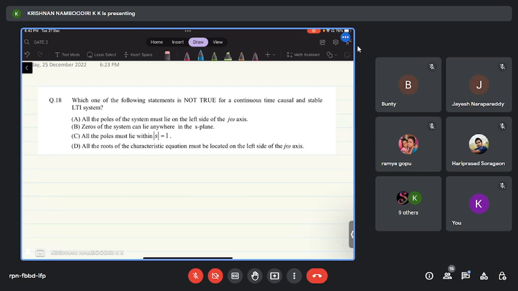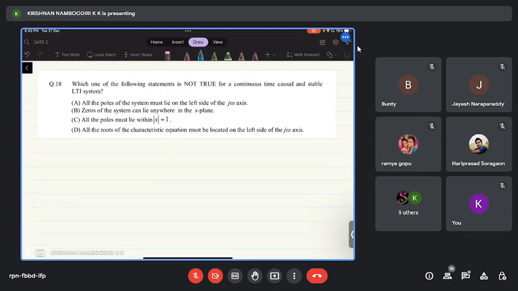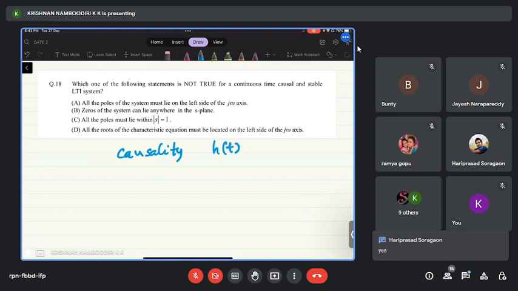Is the first one correct? All the poles of the system must lie on the left side of the j omega axis. It has to be, right? First of all, causality means h of t is equal to 0 for t less than 0. That means the signal is a right-sided signal or a finite duration signal, correct? H of t.